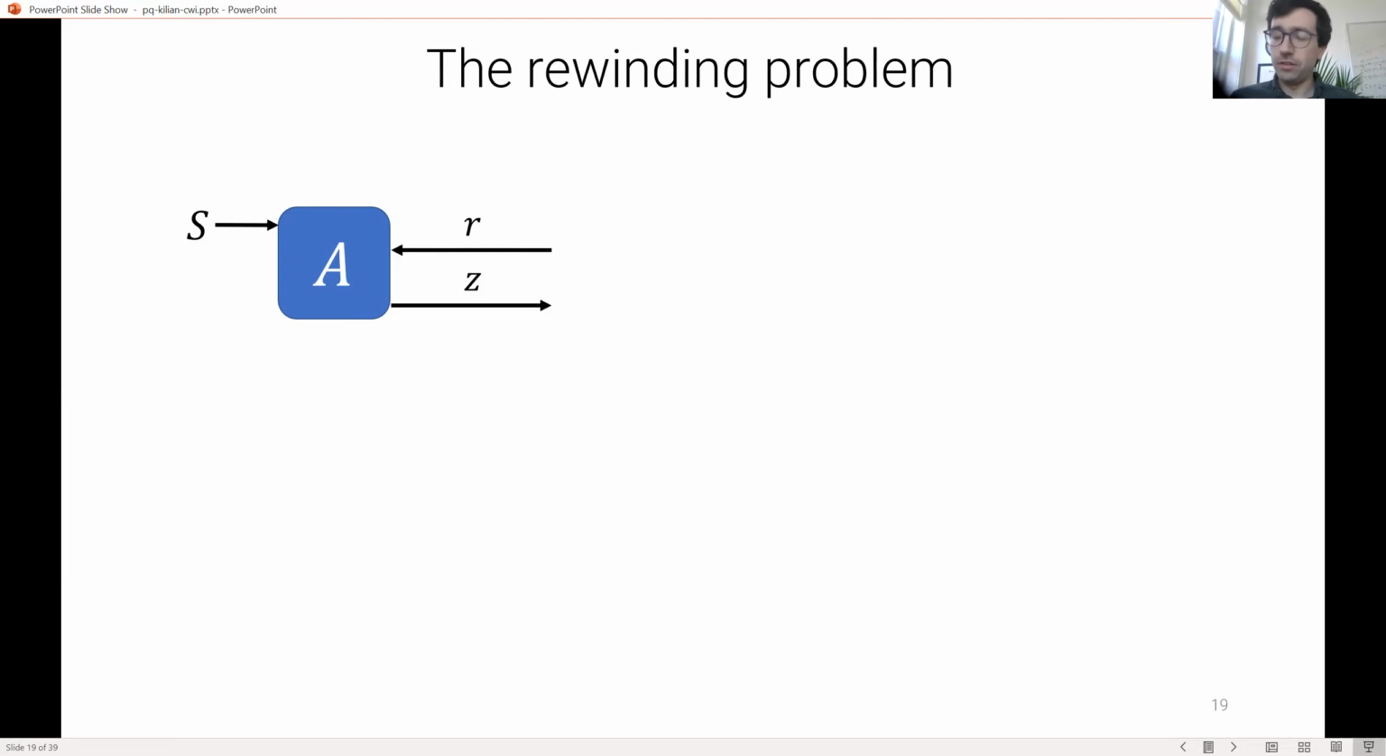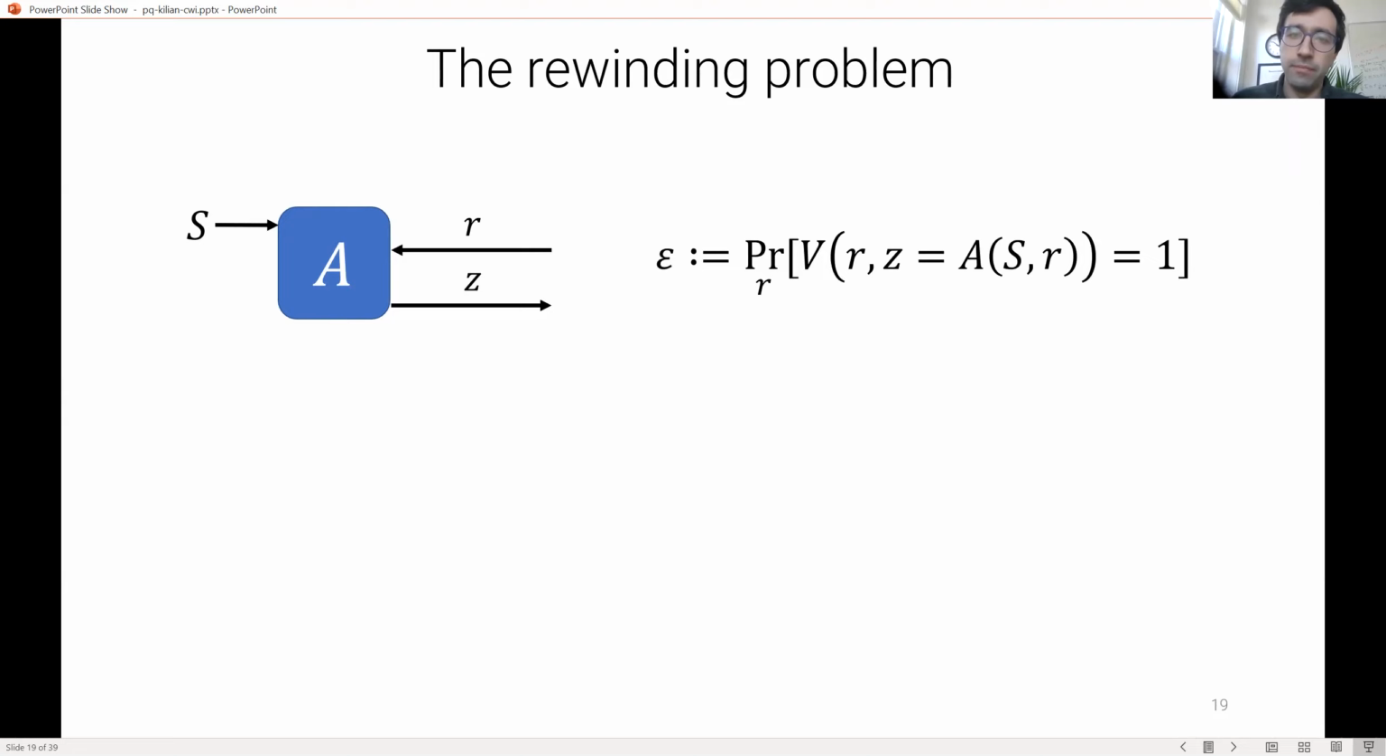Okay. So the abstract problem that you have to solve in order to do the security reduction for Killian is called the rewinding problem. So you're given some algorithm that has an initial state, and you can query it with random strings, so with some input, and it gives you back some output. And you have the property that for this verification algorithm V, if you query the adversary with a random string R and you get back an answer Z, then the probability that the verifier accepts that answer is epsilon.